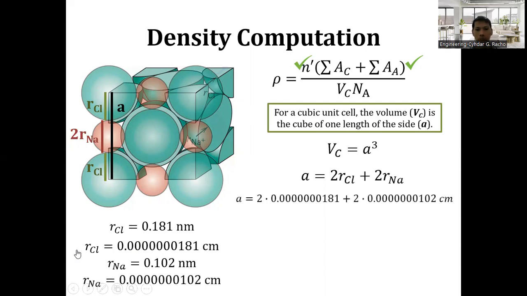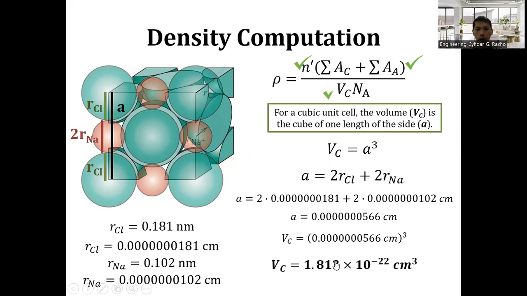sodium. All right, so substituting the radius of chloride and the radius of sodium, then your a is equal to 0.00000000566 cm. Then take the cube of it. So you have now the value of your V sub C, which is 1.0813 times 10 to the negative 22 cm cubed.